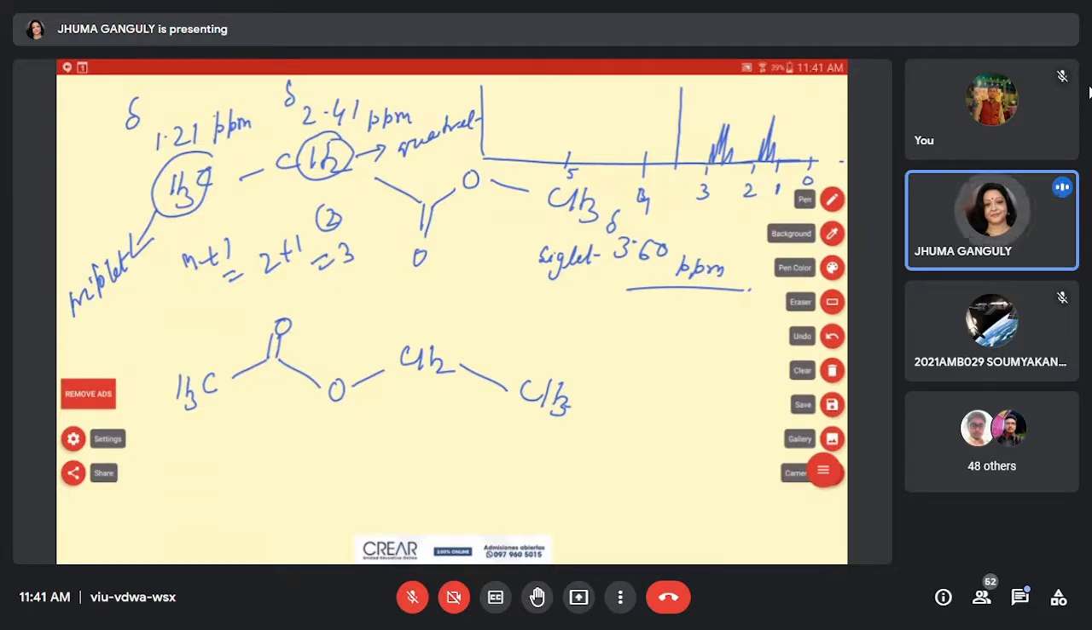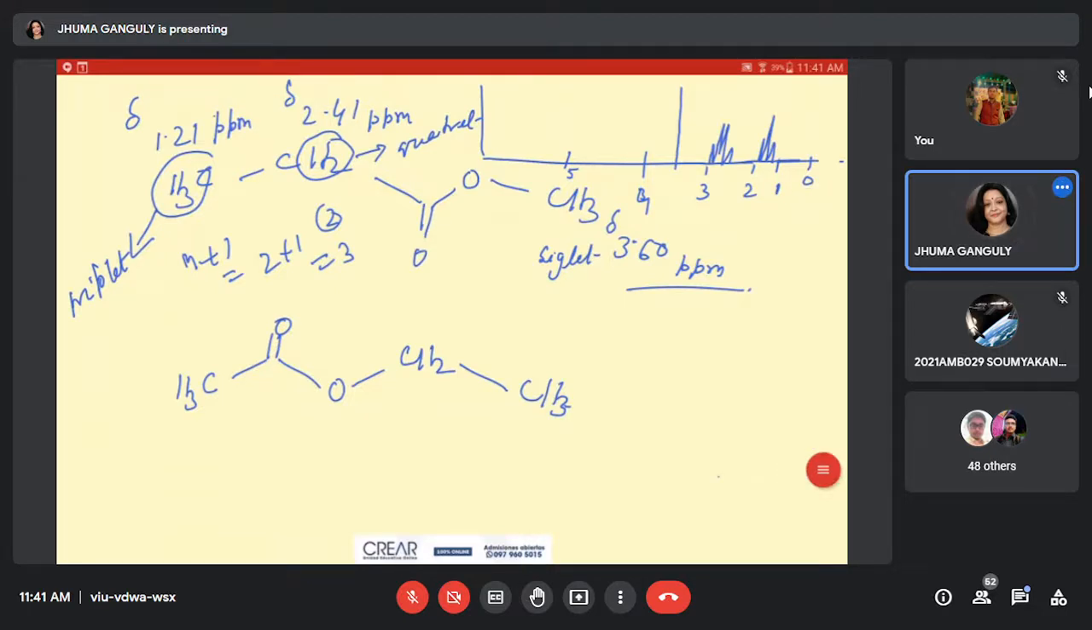Now we'll go for the second one. Here, this one is the most deshielded because of the direct bonding with the oxygen, and it's 4.12 delta value. And this one will be 1.26, more or less the same region as the previous methyl group. Now this CH3 methyl group is directly attached to the keto group, so it is a higher value than 1.26, and actually it is 2.04.